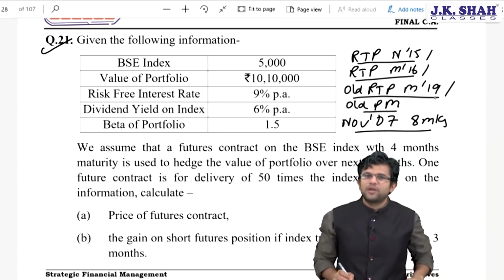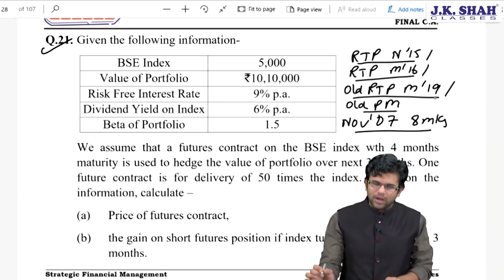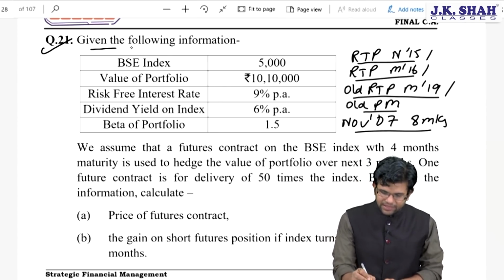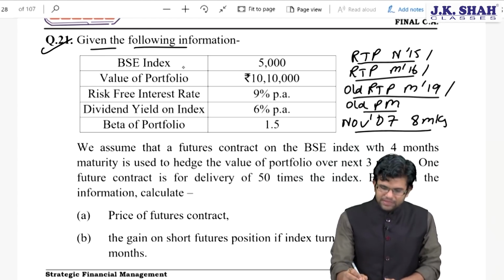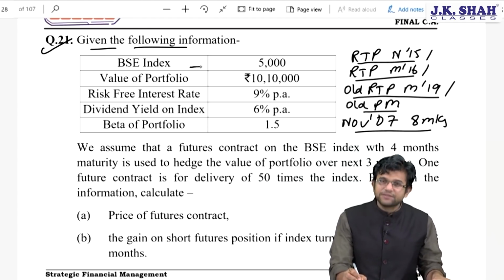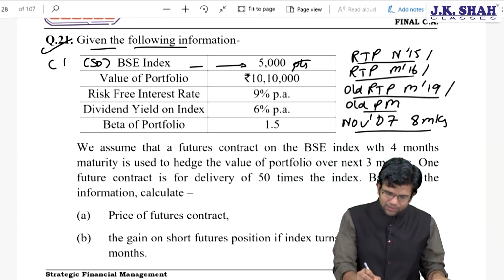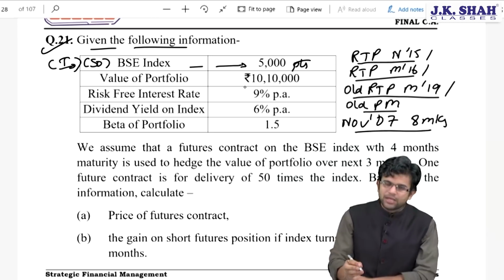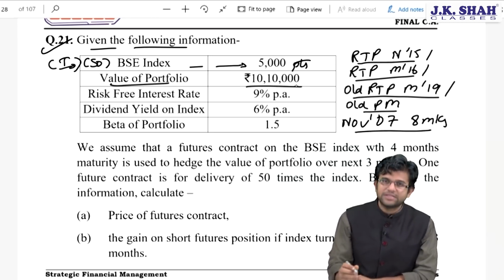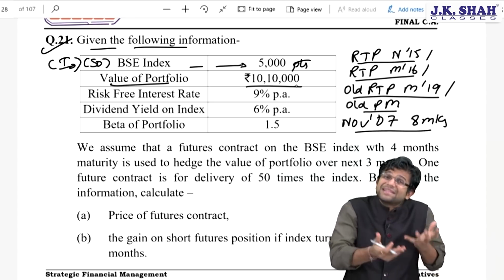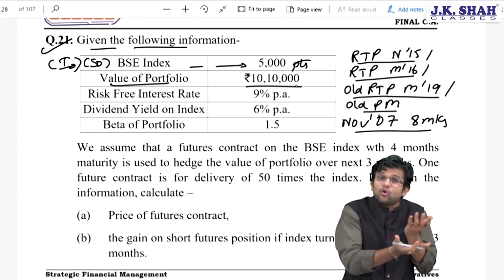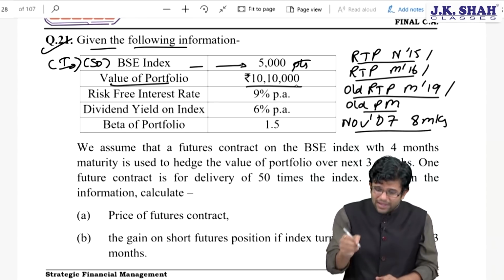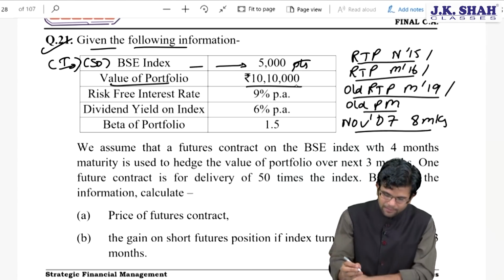Okay students, I hope you all have read the question. Let us now try to understand it. See, they are saying given the following information, BSE index is 5000, correct? This must obviously be points, and this must obviously be the S0 which we used to call as I0, the spot market index. Next, they say the value of the portfolio is rupees 10 lakh 10,000. This is the value of the asset you hold, the portfolio of shares. Remember that this is the asset you want to hedge, correct?